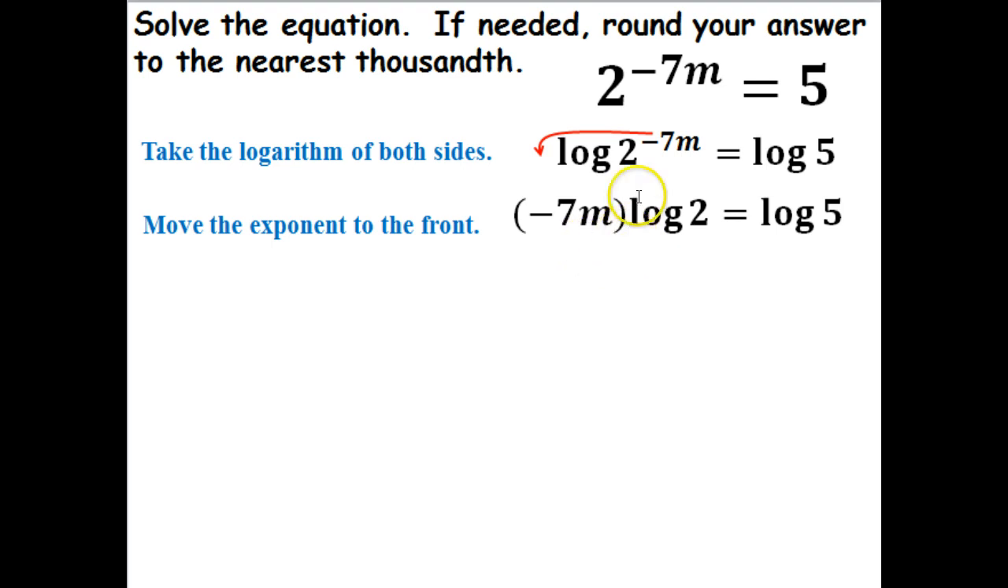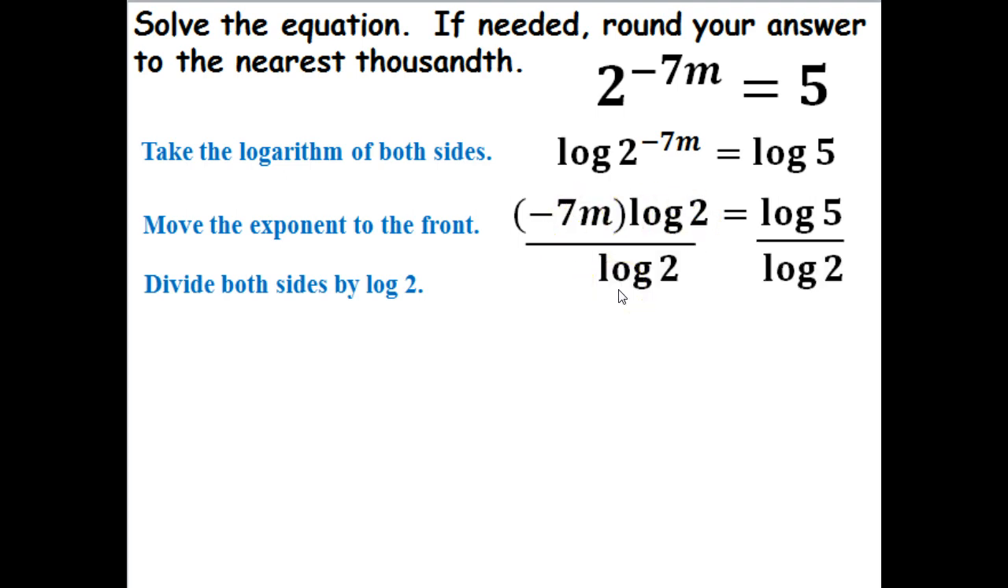Okay, so the object here is to find out what m equals. So I'm trying to get this m. Now that I've got it out front, I'm trying to get this m all by itself. So now I'm going to divide both sides by log base 10 of 2, because I want to get this m all by itself. Now if I simplify that just a little bit further, here's what I get. Negative 7m equals log 5 over log 2.